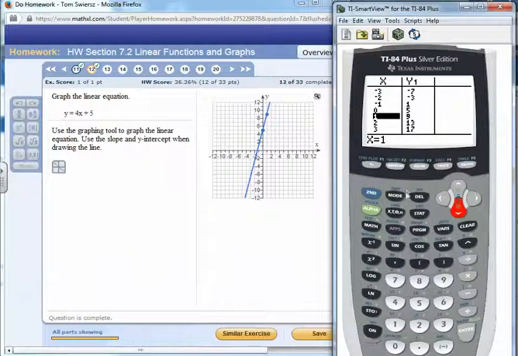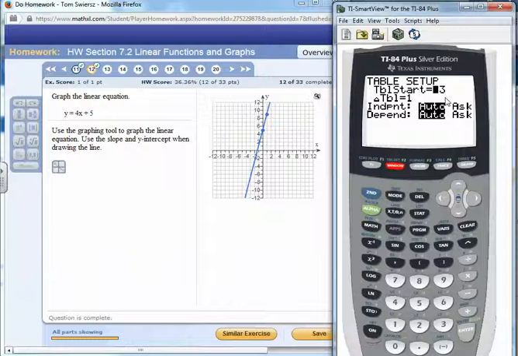Okay? And remember, if you need to change your table set, you can go to second window, table set, and keep it started usually at -3, somewhere around there. Table 1, and then both of these are auto. So if one of these are on ask, go ahead and use your left arrow to highlight auto and then hit enter, and that sets your table.